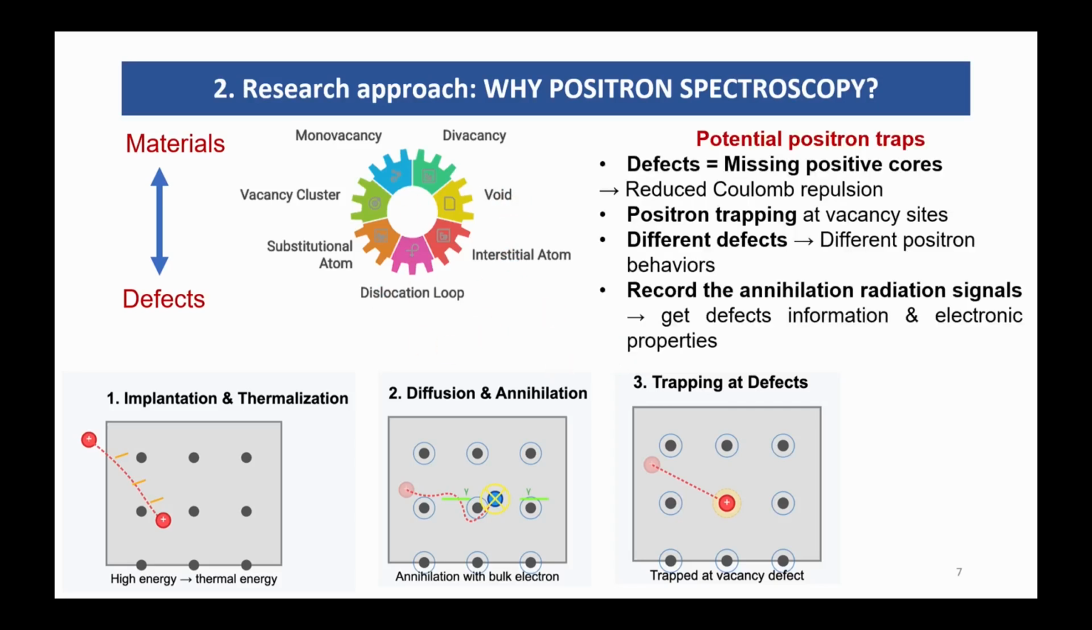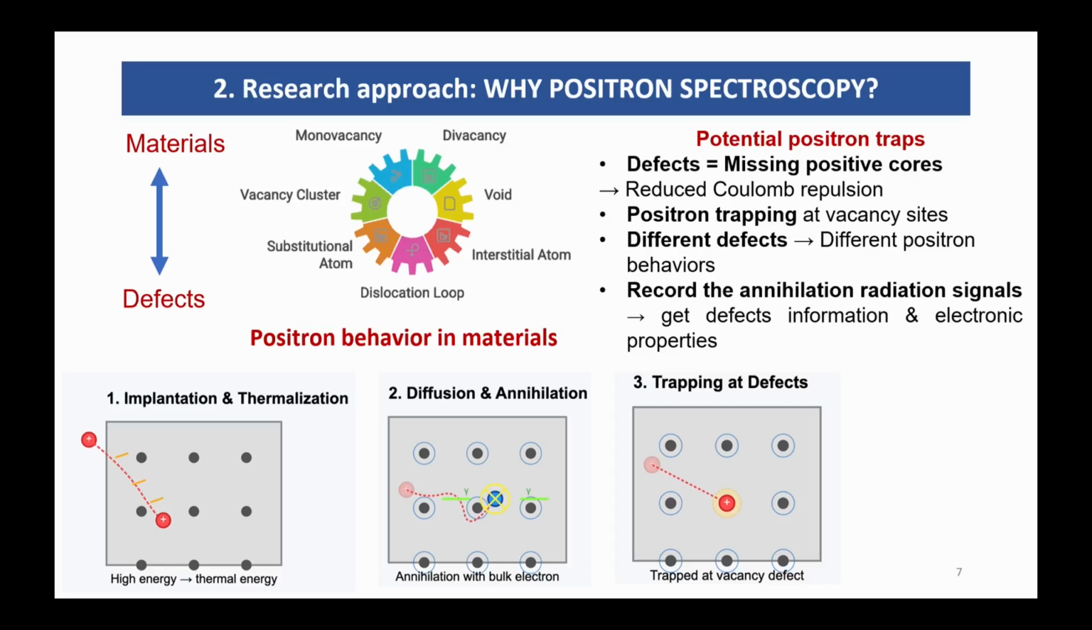These defects are potential positron traps. Why? When you miss an atom, you are missing positive charge in the structure, which reduces the Coulomb repulsion. So when the positron comes, it lacks the repulsion to push it away, and the positron becomes trapped at the vacancy site. Different defects have different positron behavior, so by recording the positron annihilation radiation signal, we can get defect information and electronic properties.